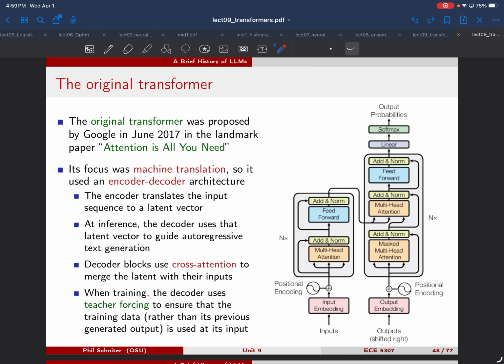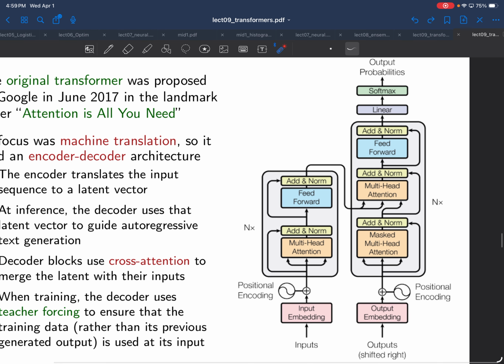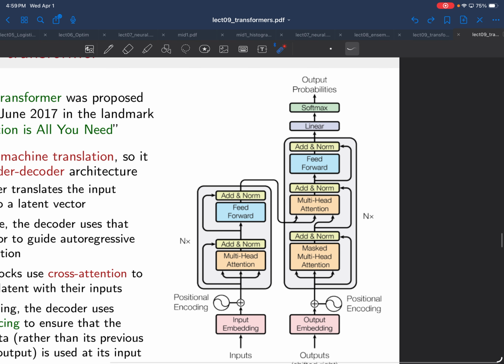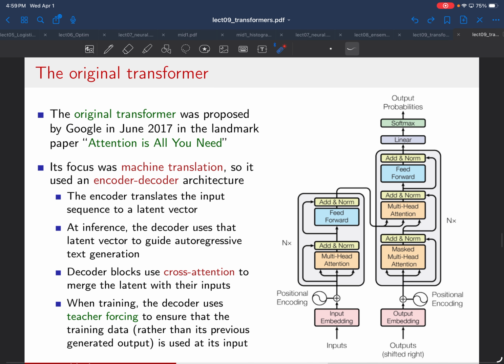So let's start with the original transformer from Google's paper, Attention is All You Need. We've talked about this paper before, and now we're going to actually look at the structure of their model. This paper was focusing on machine translation, going from one language to another, so they have a more complicated transformer than what you need for text prediction or classification. And it looks like this.